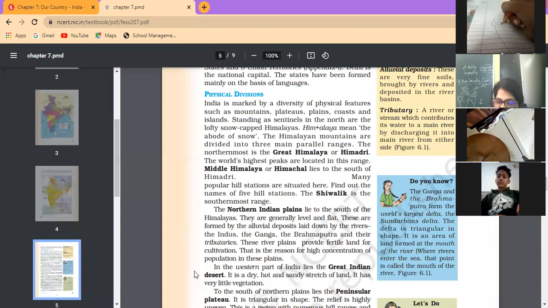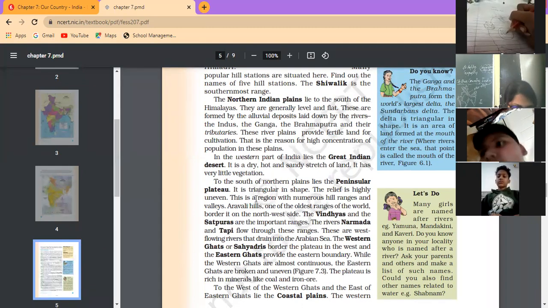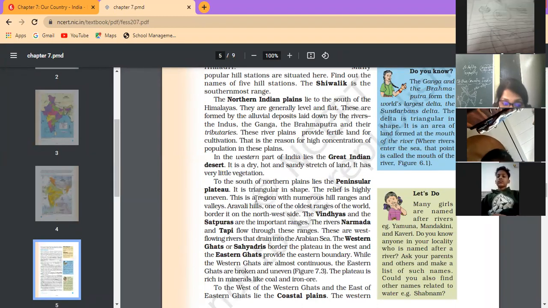Now let's talk about the next part. The peninsula part. Peninsula means this part. What does peninsula mean? Peninsula means the area which is surrounded by water on three sides and by land on one side.